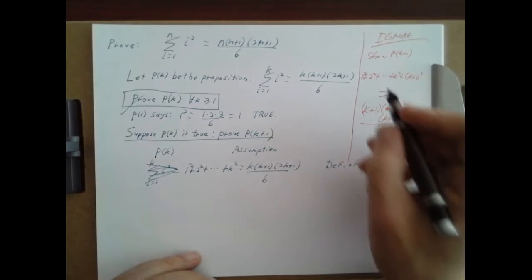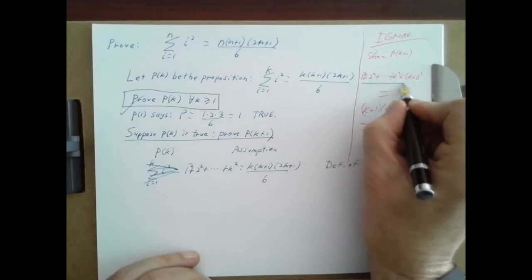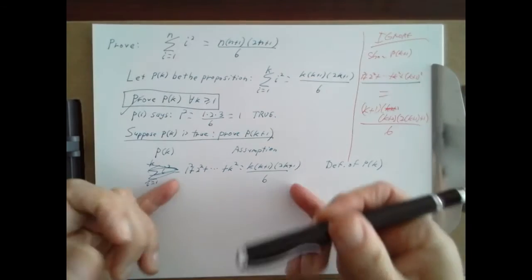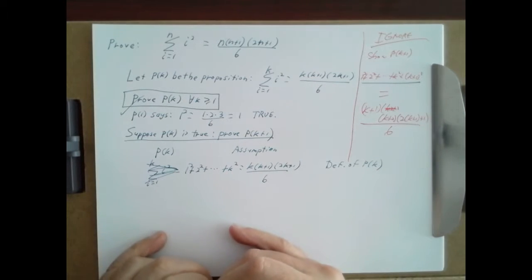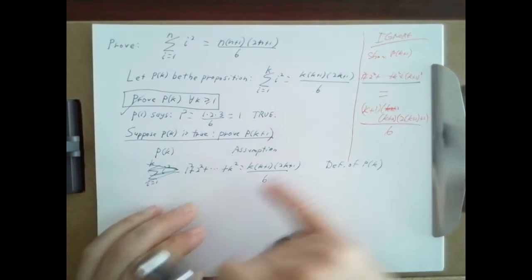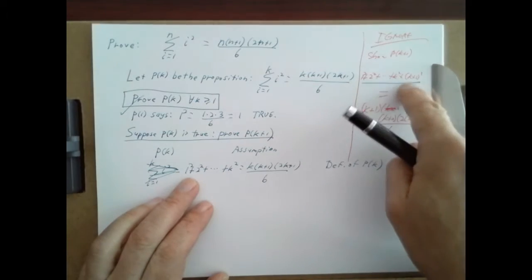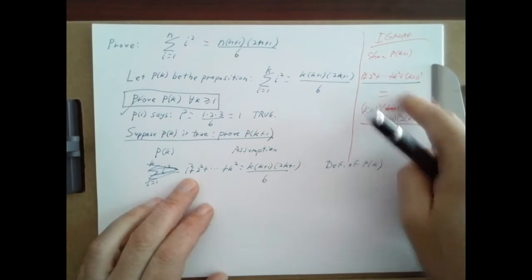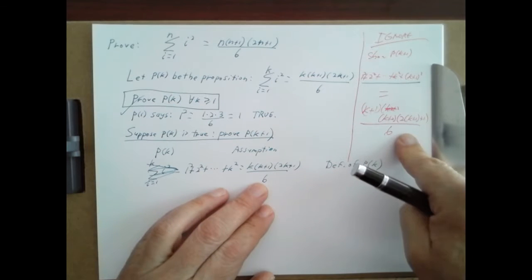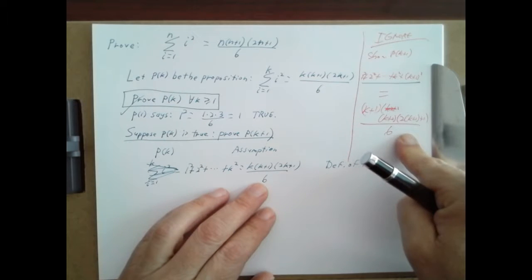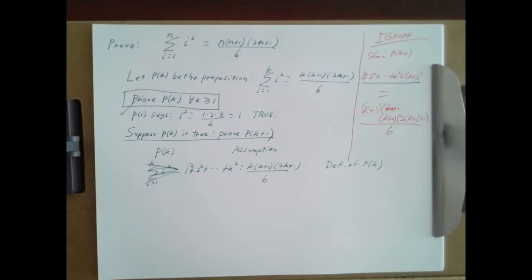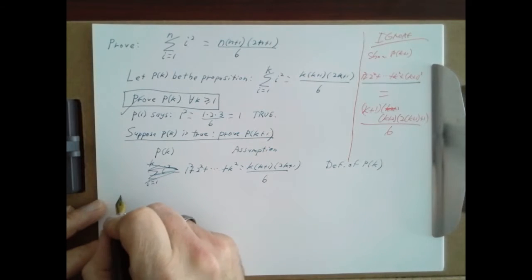But it's this part that we can turn this into pretty easily, right? If we just add k plus 1 squared to this side, this is going to look exactly like this. This is not going to look anything like this, but that's okay, right? We're going to work with that. But let's just add k plus 1 squared to both sides.